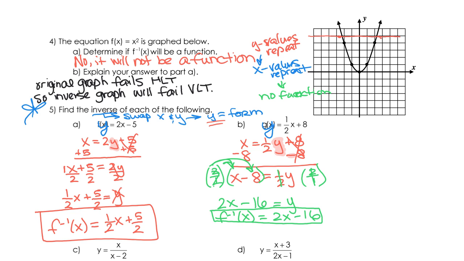Actually, I shouldn't call it f, should I? That's a g. So we're going to go ahead and make that and fudge that into a g inverse of x equals 2x minus 16. So we are looking at the original and what the original was called.